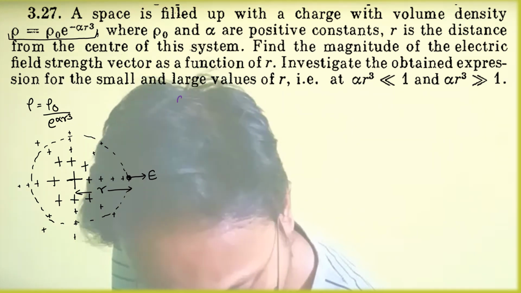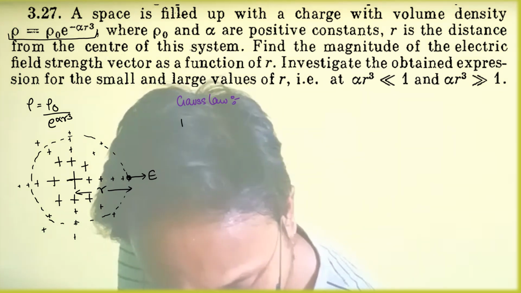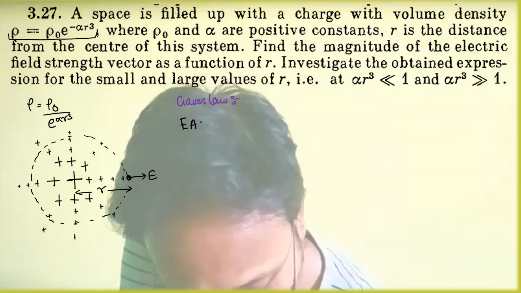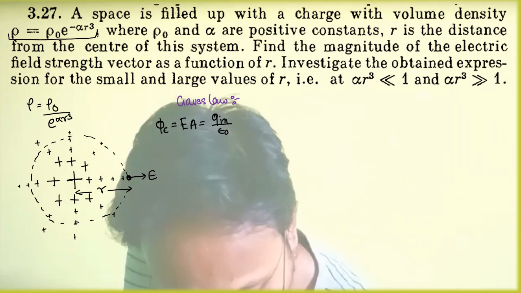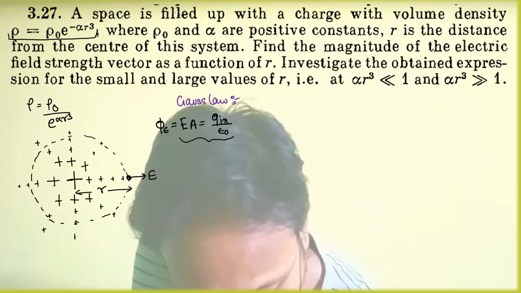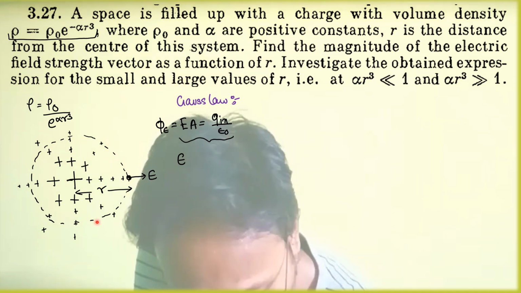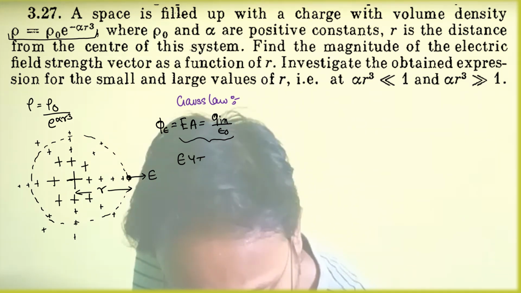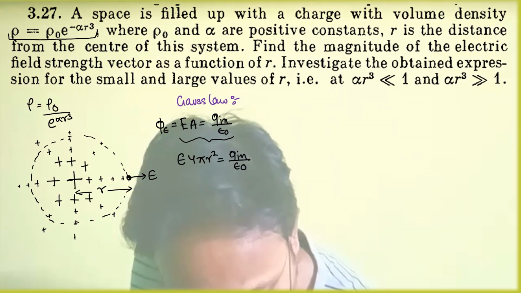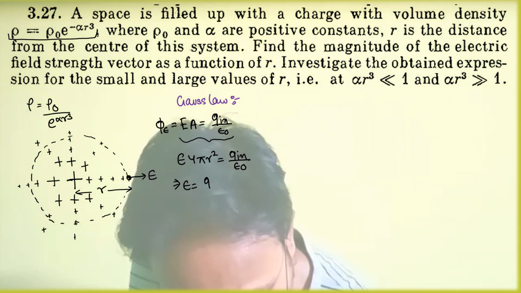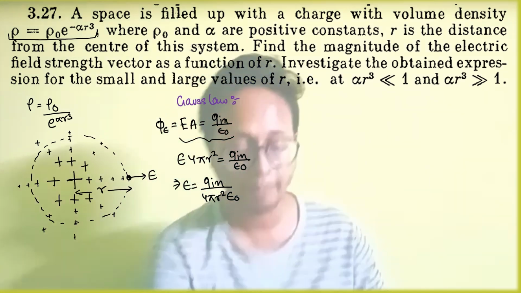And what does Gauss law say? Gauss law, simple: electric field into area is equal to charge inside by epsilon naught, which is equal to electric flux. Now if I analyze this, electric field at point r into the Gaussian surface area 4 pi r square is equal to Q inside by epsilon naught, or electric field out here is equal to Q inside by 4 pi r square epsilon naught. Fair and fine. We find out the answer.